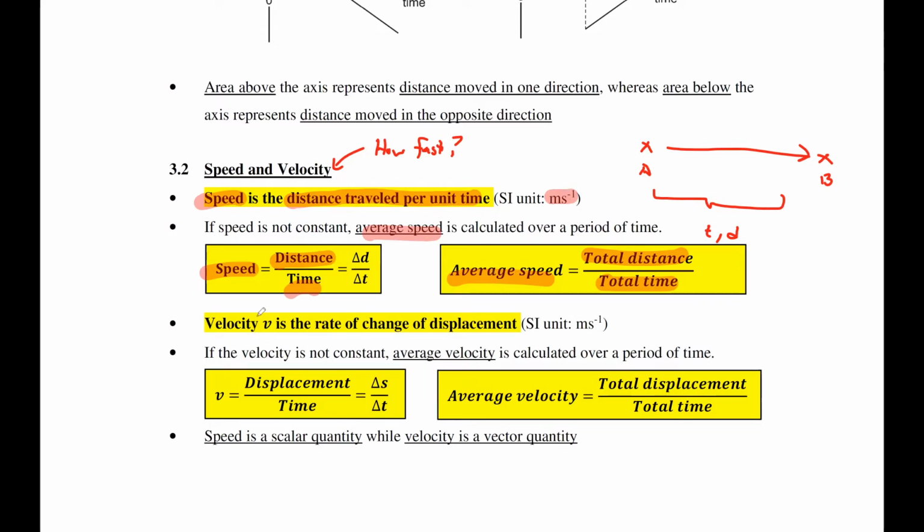And then after that, velocity v is the rate of change of displacement, again measured in meter per second. So same thing again here, if your velocity is not constant, you will need to use something called average velocity calculated over a period of time. So velocity is rate of change of displacement, which is delta s over delta t. Average velocity will be total displacement over total time. Now, speed is a scalar quantity, there's no direction to consider, but velocity is a vector quantity because you have direction to consider.